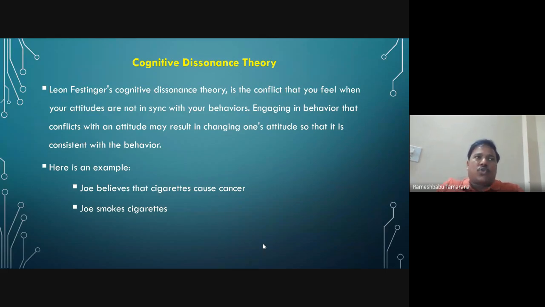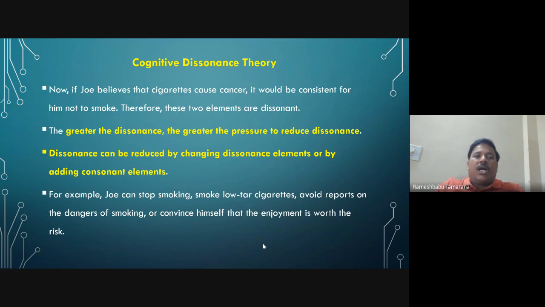If Joe has to reduce his dissonance: if Joe believes that cigarettes cause cancer, it would be consistent for him not to smoke. Therefore, these two elements are dissonant. One is that smoking cigarettes is injurious to health, and the other is engaging in the behavior. The greater the dissonance, the greater the conflict, the greater the pressure to reduce it. The dissonance can be reduced by changing the conflicting elements, or by adding some consonant elements.